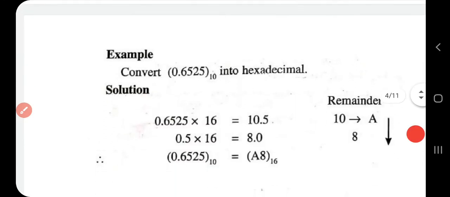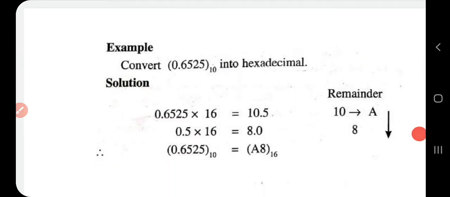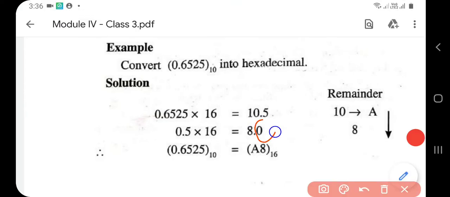Now this is the fractional part. You are given only a fractional part, there is no integer part. If you are asked to convert a fractional part into hexadecimal, instead of dividing by 16 you multiply by 16, and this process is continued until the fractional part becomes 0. So you stop there, and then here you are getting 10. So instead of 10 you will write A. Then the answer will be written from top to bottom, that is A8.